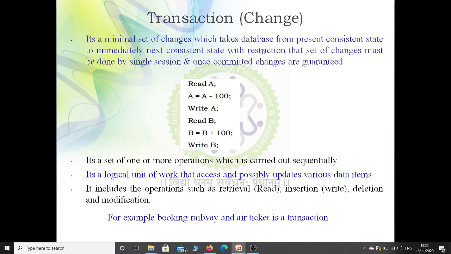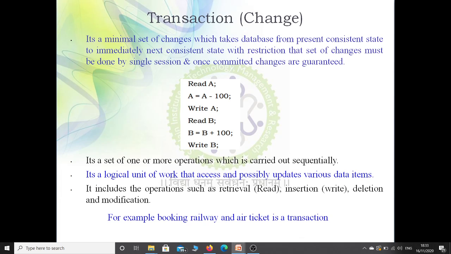And it is done by a single session. It is not done by multiple sessions, and once committed, changes should be guaranteed. Again, we can say that a transaction is a logical unit of work, and a transaction always involves a set of instructions. Mostly you find read and write. These are the two major instructions in a transaction.